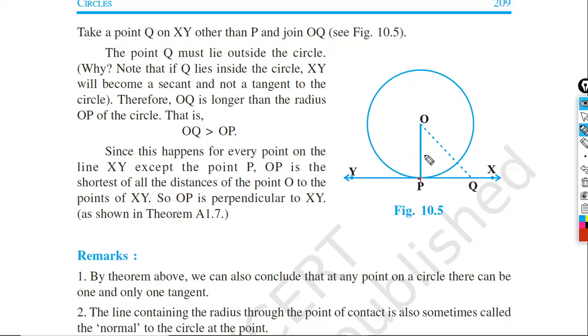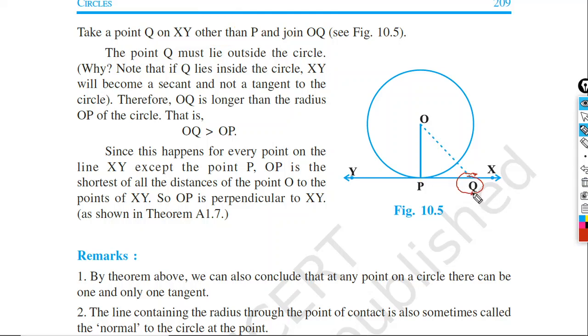We will construct: let Q be any point. Take Q, a point on XY other than P, and join OQ. Now look, the point Q must lie outside the circle. Point Q will lie outside the circle.